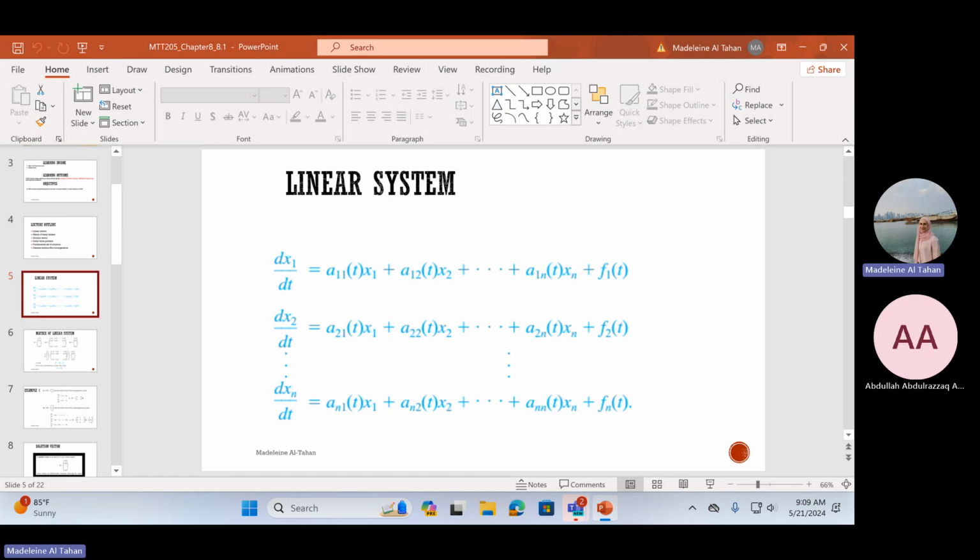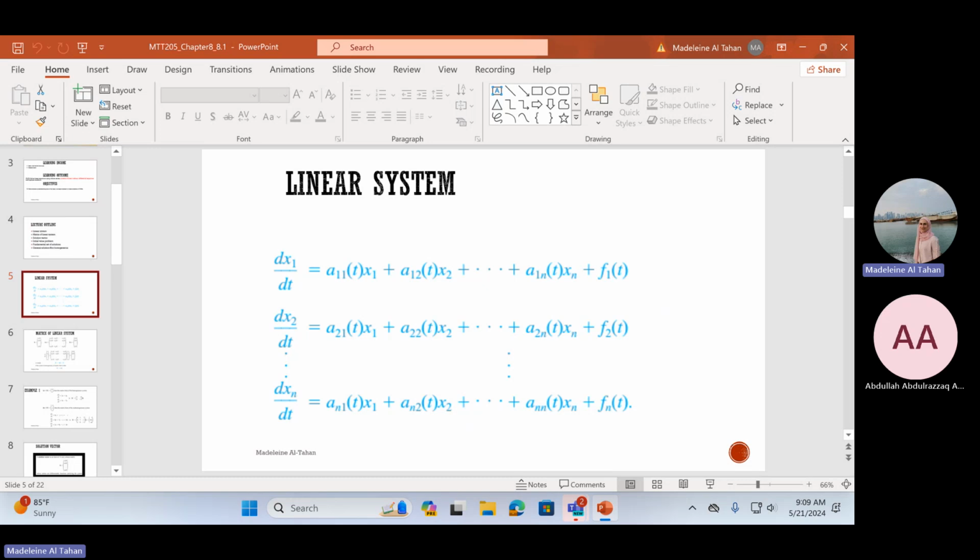Here, what can we put? A11, A12 till A1n, and as what? Matrix, right? And the column vector, it will be X1, X2 till Xn. But we have a plus this one. Can I put this one as a vector again? We can put it. Try it.